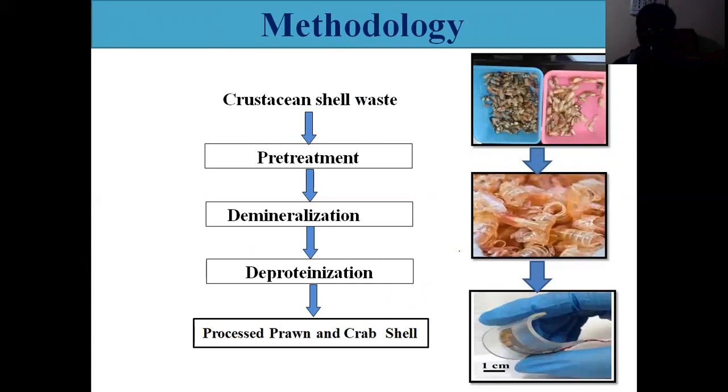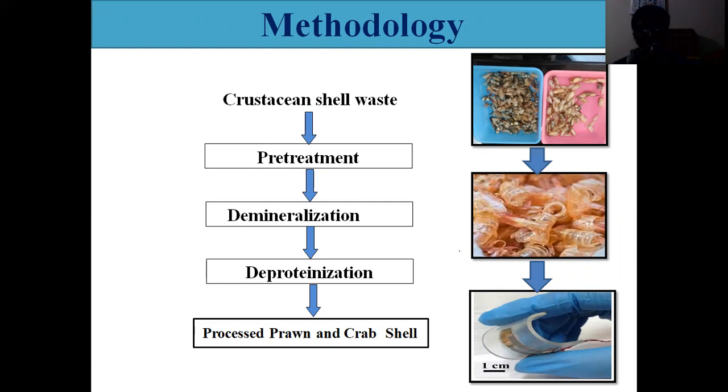What we have done is first we collected the raw material of shrimp and crab shells from the nearest fishing harbor, fish processing industry, or fish processing market. The first step we did is normal tap water cleaning, using tap water. Then next we move to the pre-treatment process, that is chemical treatment. This will remove all the minerals and materials.